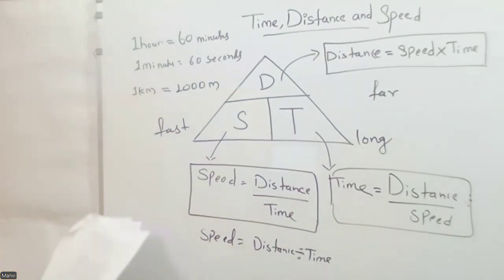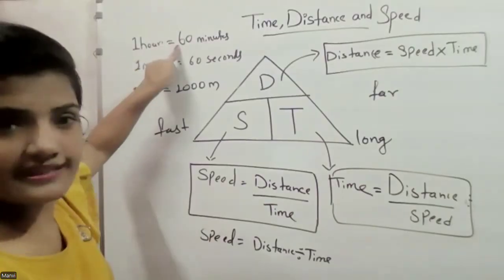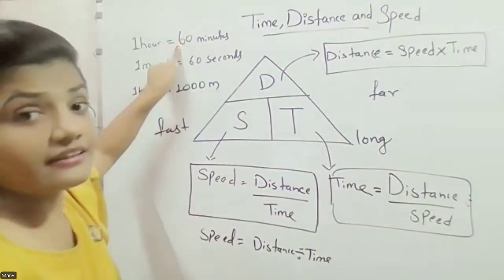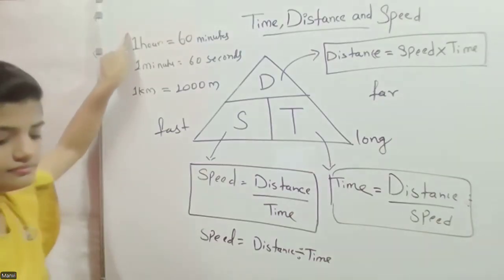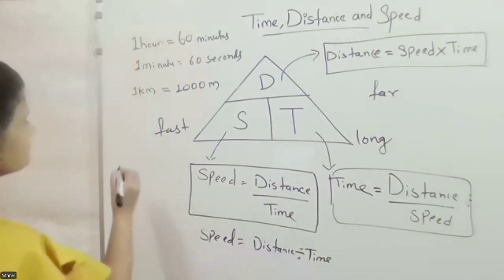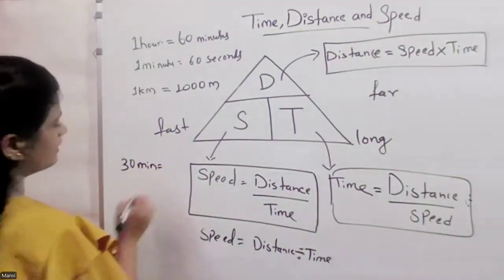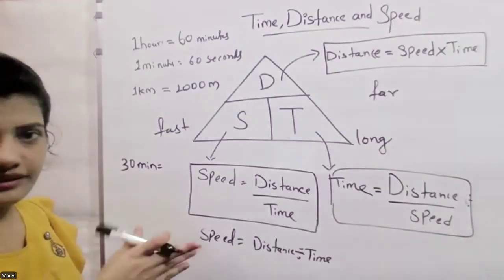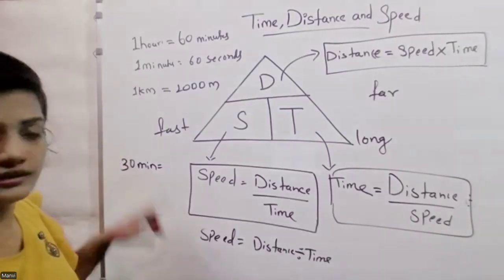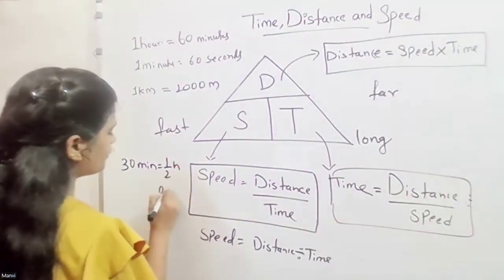Now tell me the opposite way. You know that 1 hour equals 60 minutes. Then 1 minute equals how many hours? For example, if they say 30 minutes, 30 minutes equals how many hours? Half of an hour. Do you agree? This 30 is half of 1 hour. So can we write it as 0.5 hour?